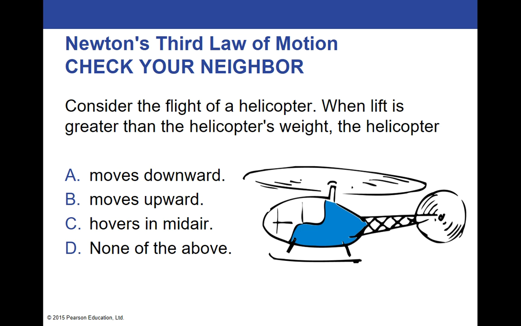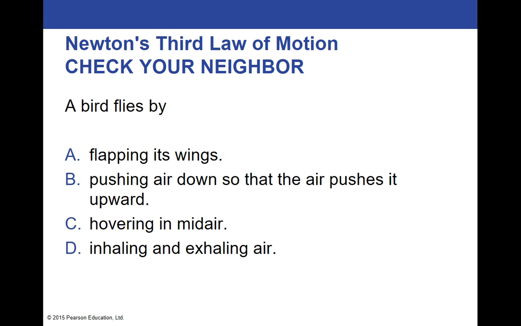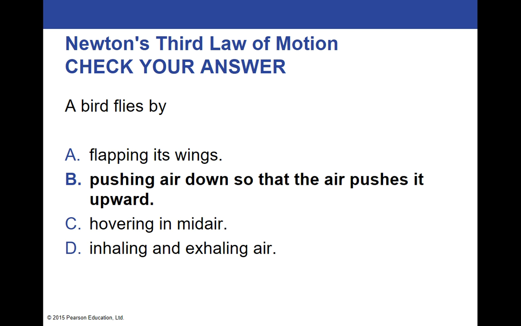Consider a helicopter. When the lift force is greater than the helicopter's weight, so when the force exerted by the air on the blades is bigger than the weight, what happens to the helicopter? We conclude that it moves, not only moves, but accelerates upward. How does a bird fly? The bird's wings push down on the air, and so the air pushes up on the bird's wings and the bird itself, right? So there's this action-reaction force of bird on air, air on bird. The bird accelerates upward, and the air that the bird pushes on accelerates downward.